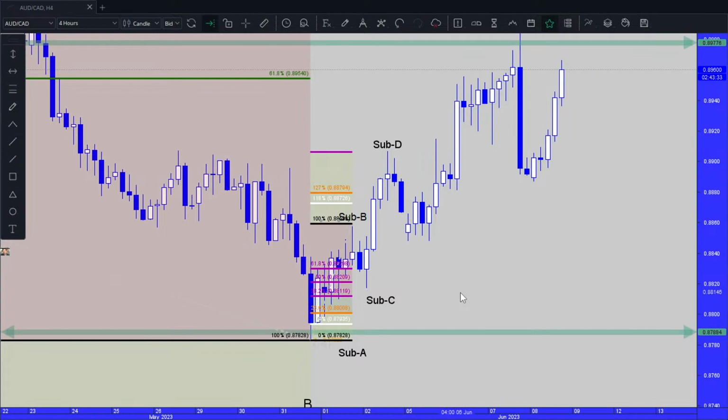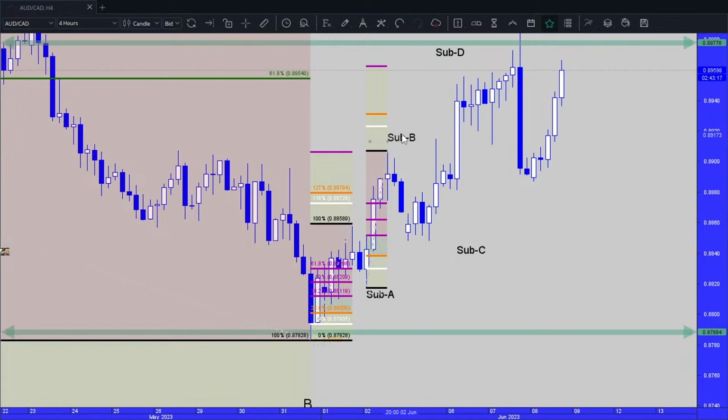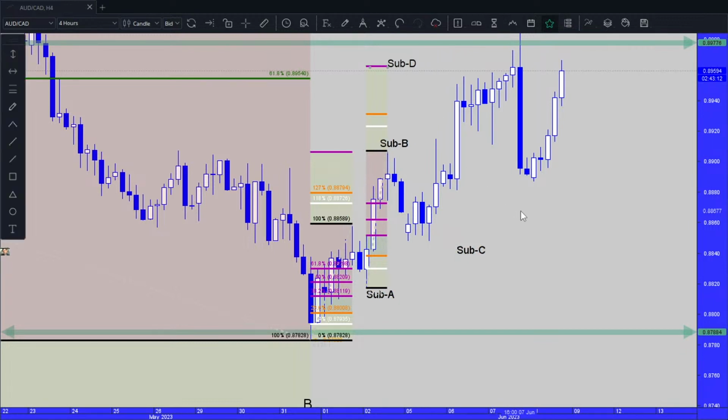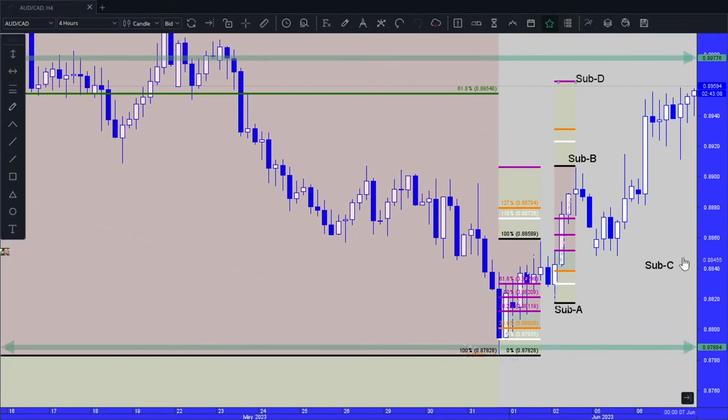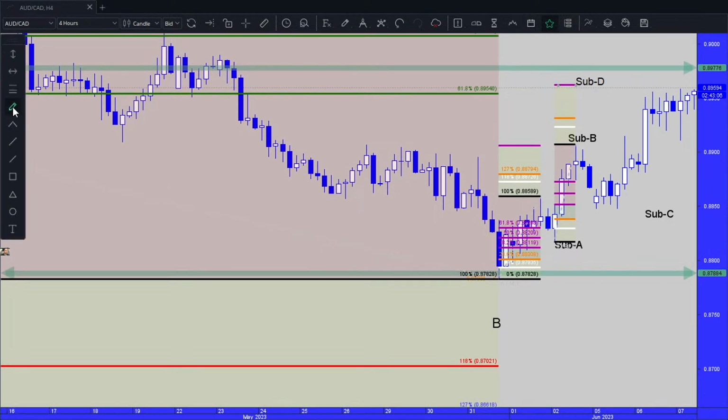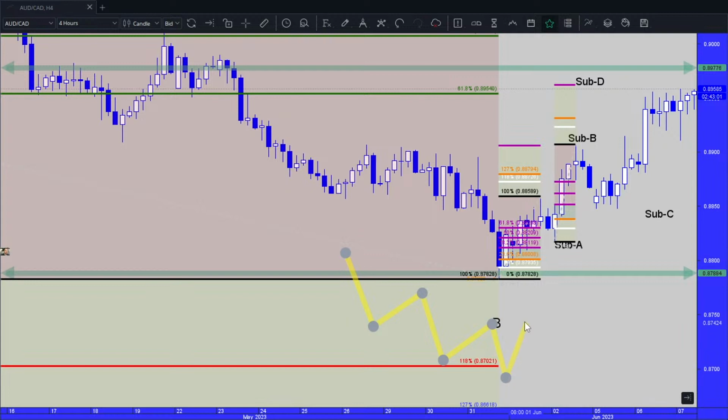Okay, sub A, sub B, sub C, sub D. And we're going to readjust our subs. Sub A goes to sub C, and sub B goes to sub D. Alright? Exactly. Boss, how do you know that the retracement is starting? You are going to see a change in the short-term trend.